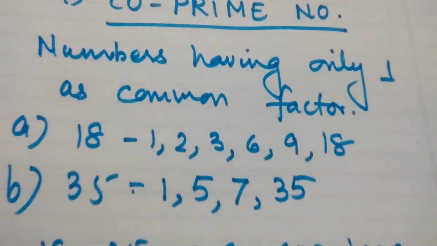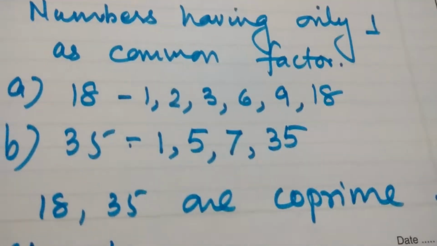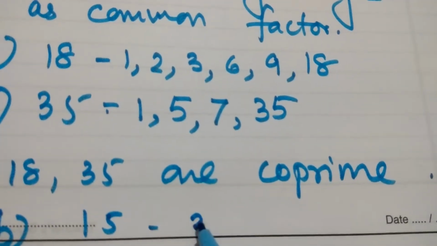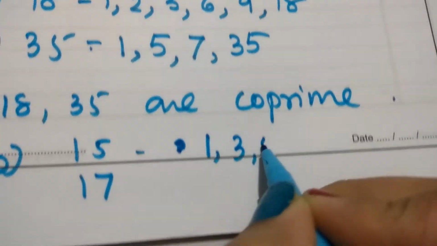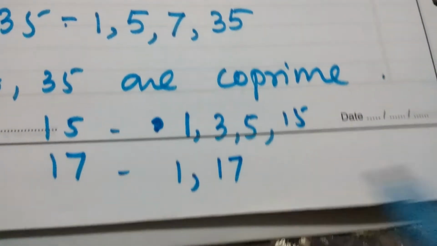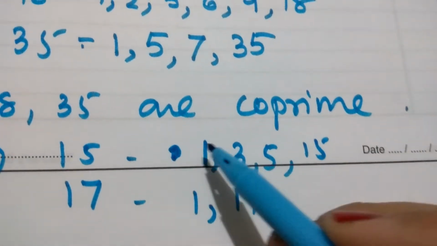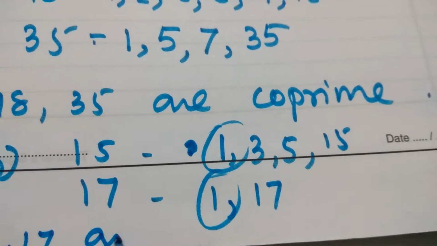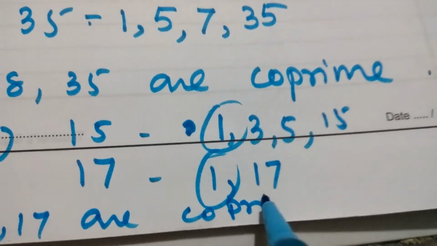In second part B also, you have to find the factors, and here the numbers are 15 and 17. Factors of 15 are 1, 3, 5 and 15. Factors of 17 are 1 and 17 only. So we can again see that there is only one common factor. So yes, 15 and 17 are also co-prime.